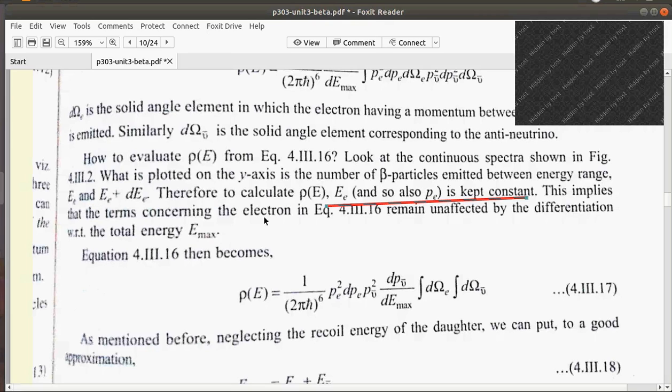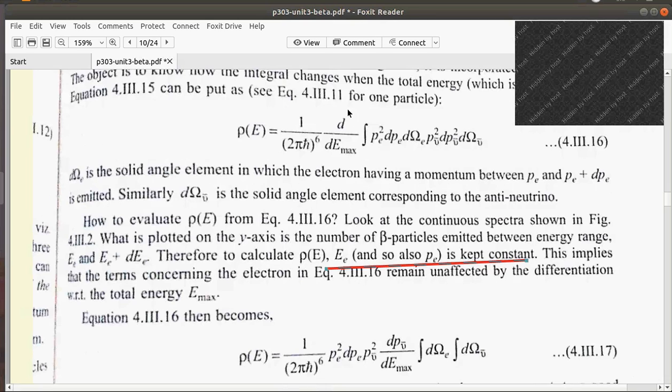This implies that the terms concerning the electron are almost constant under differentiation with respect to energy. So what happens is p squared, dp_e and p_nu squared are constant. The only change, when this operates, is on dp_nu bar squared. Why is it doing so?